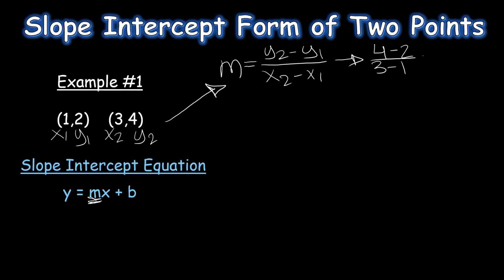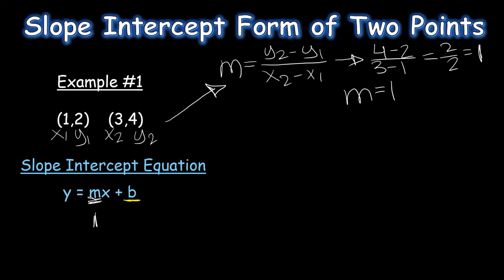And now we just calculate it to get 2 over 2. And we simplify this to 2 divided by 2 equals 1. So our slope for our given values is m equals 1. We can plug that in to our equation here. Now we have to find our b value, which is going to be our y-intercept.